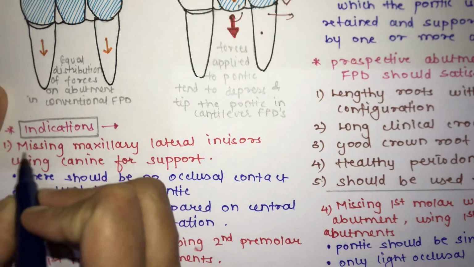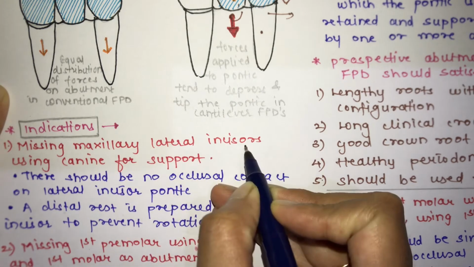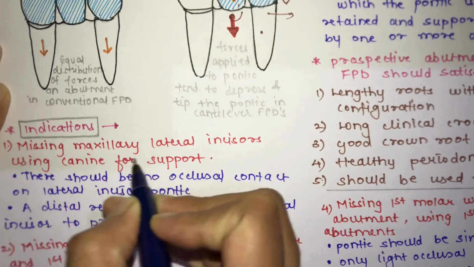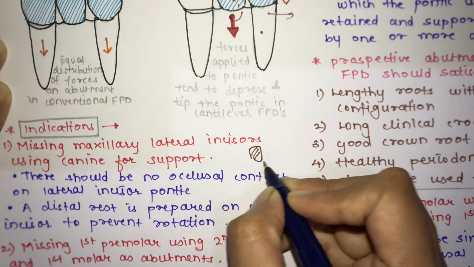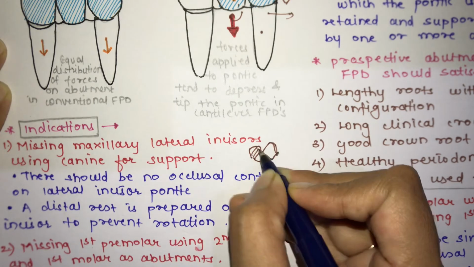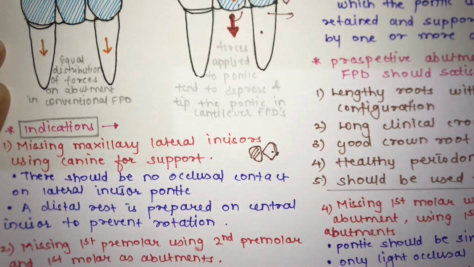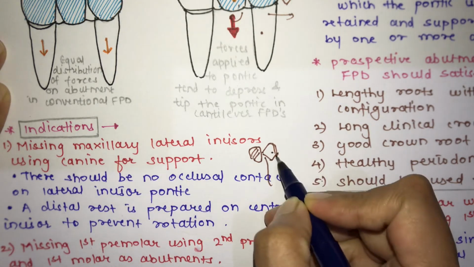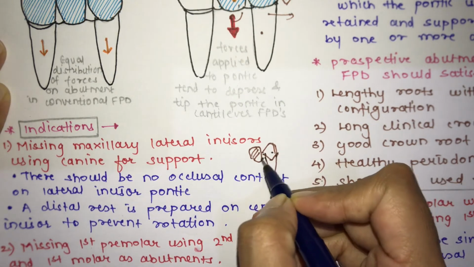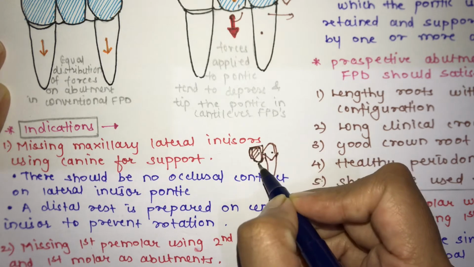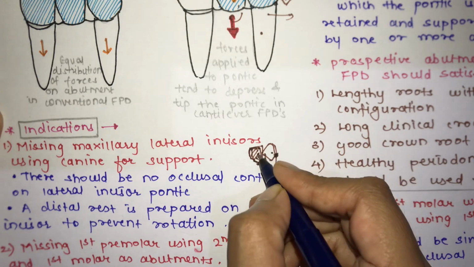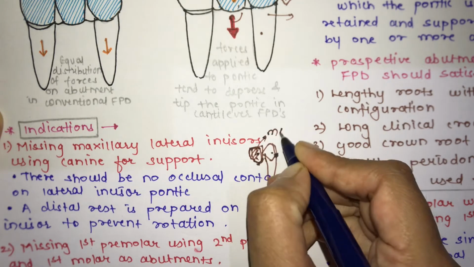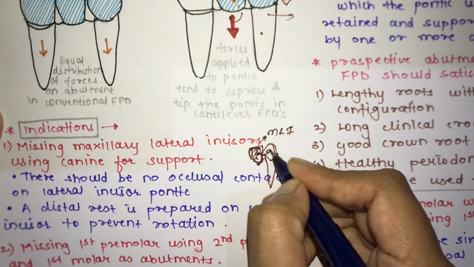The first one is a missing maxillary lateral incisor, in which you use the canine for support. If your lateral incisor is missing, you take the support from the canine and then make a fixed partial denture. Why? Because canines have a longer root. So you can take support for this lateral incisor, and the size of the lateral incisor is also less than the canine, and because of that you can take a cantilever type of support when the maxillary lateral incisor is missing.